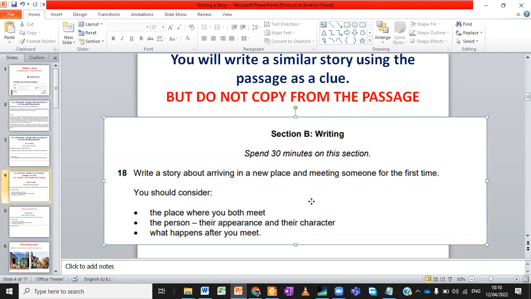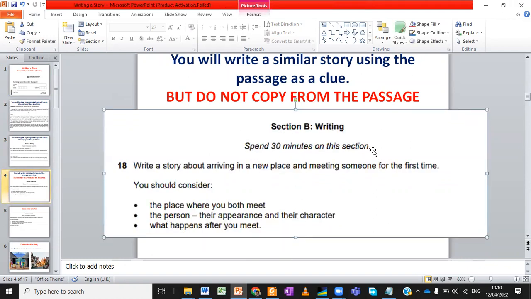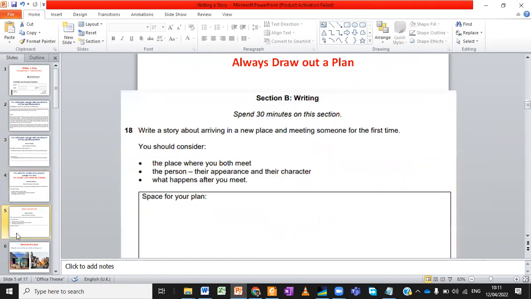Now, the story. Now, look at the advice. You spend 30 minutes on this section. Write a story about arriving in a new place and meeting someone for the first time. You should consider, now they are giving you bullet points to include in your story: the place where you met, let me say the jungle, the person, the appearance and the character, and what happens after you meet.